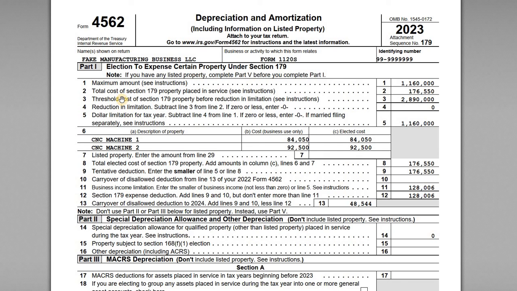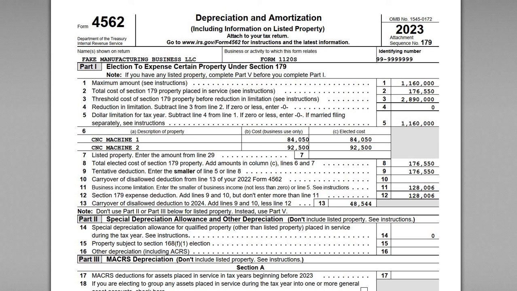Alright, for this video I want to go through a sample Form 4562 for the 2023 tax year. In this scenario we're going to look at a manufacturing business filing an S corporation return, and they are going to be claiming Section 179 for some property that they purchased during the year. So in this example, we're going to have a scenario where they're going to have some excess carryover of 179 because they don't have enough taxable income.